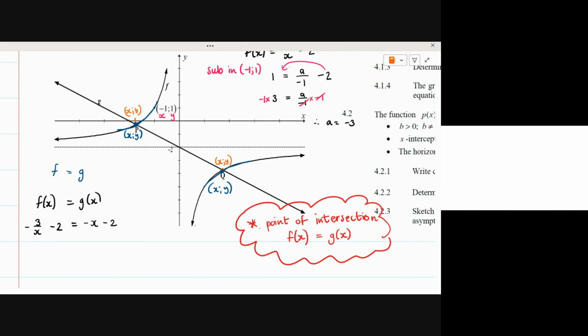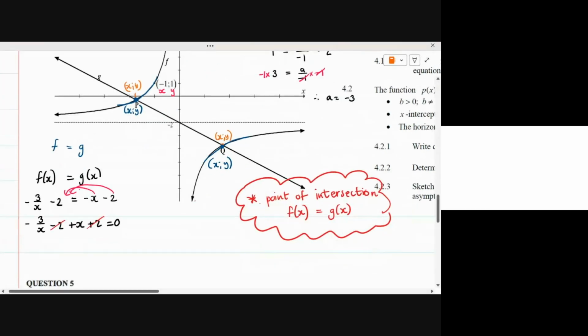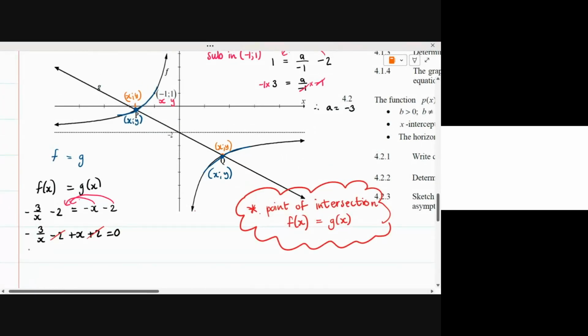Okay, first thing I always do is I move everything over to one side. It will help me a lot. I like it better when it's like that. All right, I'm going to take -x over to the other side, -2 over to the other side. I'm going to get -3 over x minus 2 plus x plus 2 equals 0. The 2's will cancel each other out. -2 plus 2 is 0. So technically what I have left is -3 over x plus x is equal to 0.